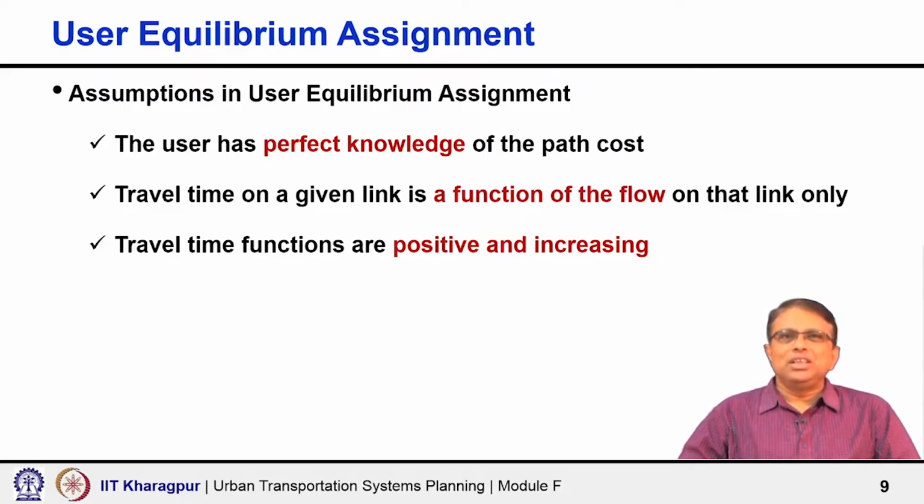Travel time on a given link is a function of the flow on that link only, nothing else. So, simply we are saying flow gets distributed because the cost depends on flow only. So, no shift happening means the cost will not change. If there is no shift, then there is no change in the cost. And travel time functions are positive and increasing. Travel time cannot be negative.